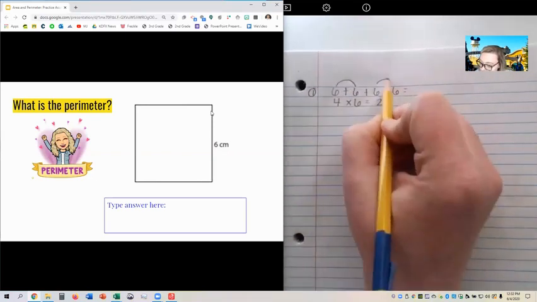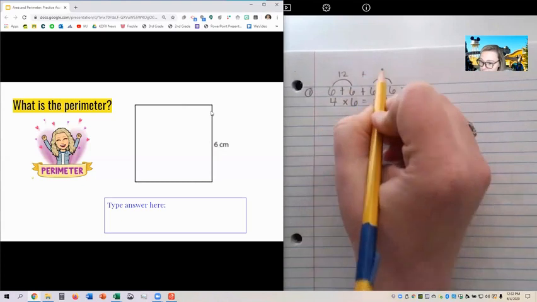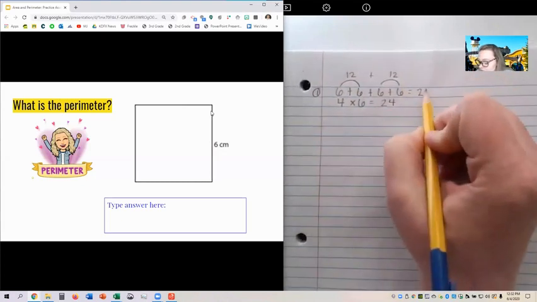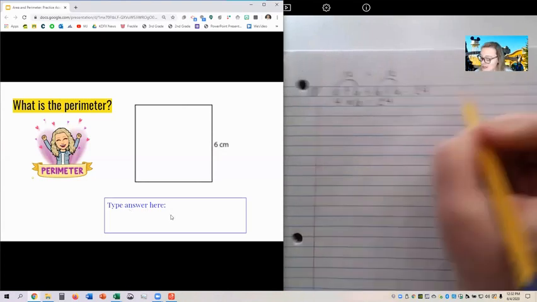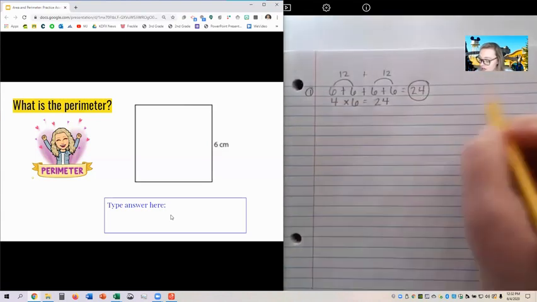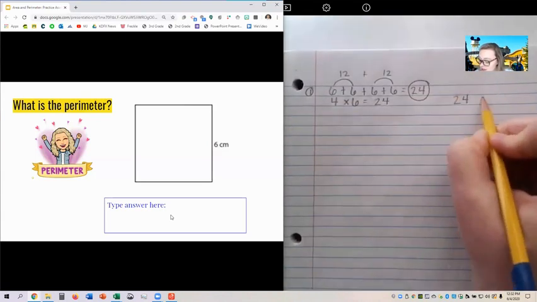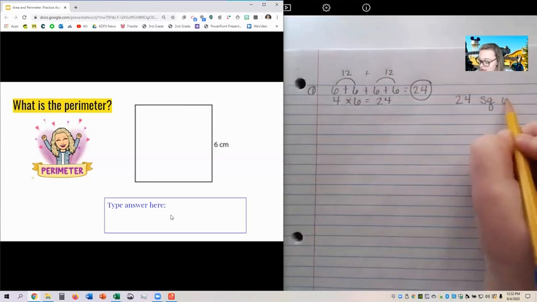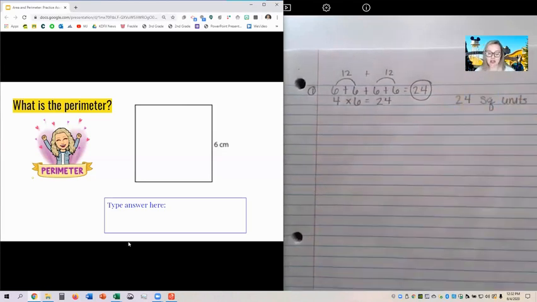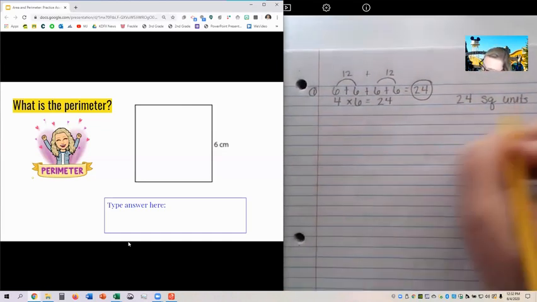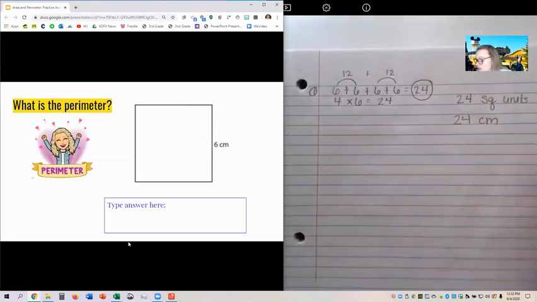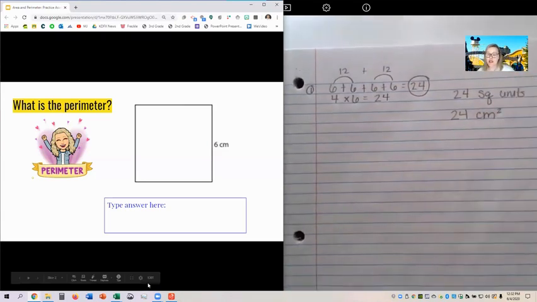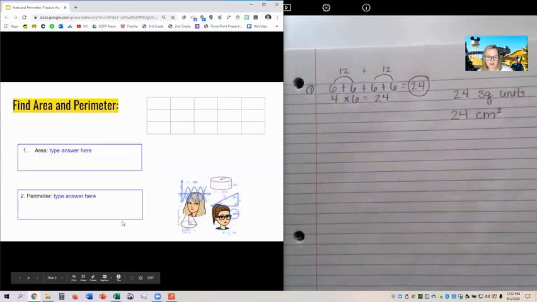Here's a 12, here's a 12. 12 plus 12 is equal to 24. So where it says type your answer here, you just tap on that blue writing and then you'll be able to submit your answer, 24. So 24 square units. But if you just put in a 24, oh, I guess I should put centimeters squared. 24 centimeters. Okay, you can do it just like that, or you can just put in a 24. Okay, let's go to the next one.